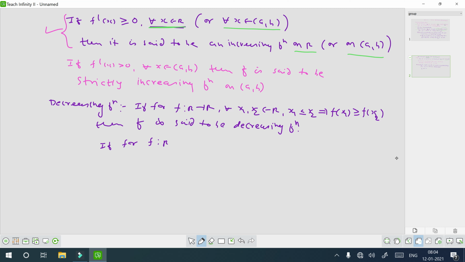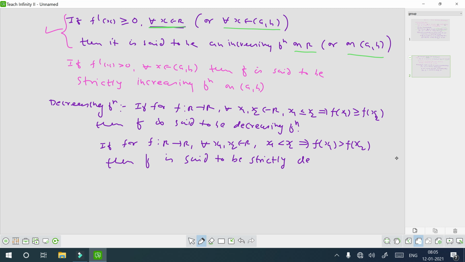On same line, if f from R to R, for all x1, x2 belongs to R, x1 less than x2 implies f(x1) greater than f(x2), then f is said to be strictly decreasing function. Clear? Yes. Now that is on R.